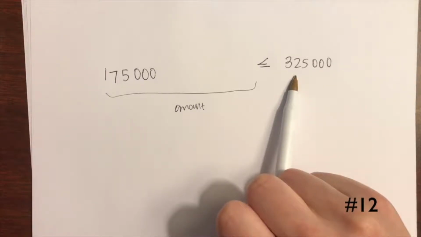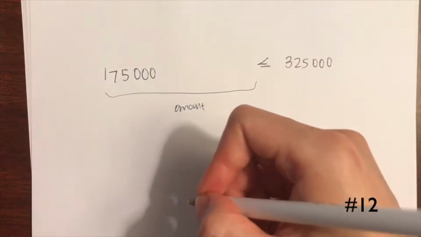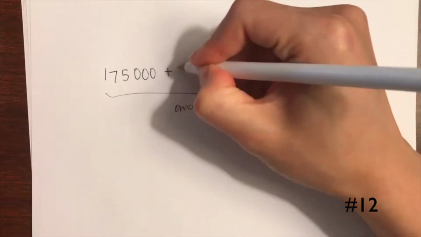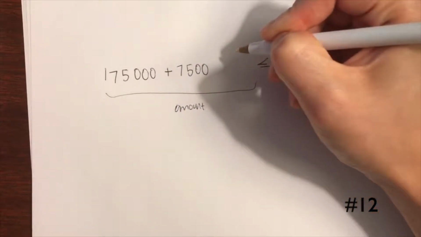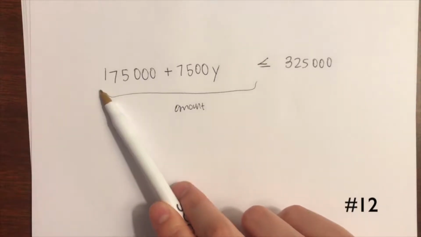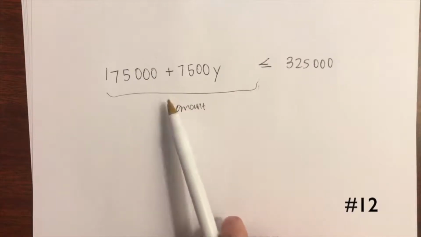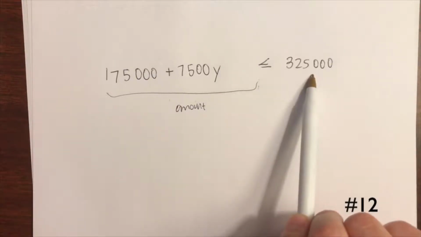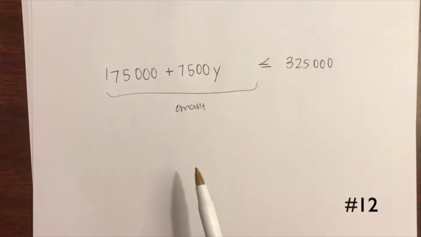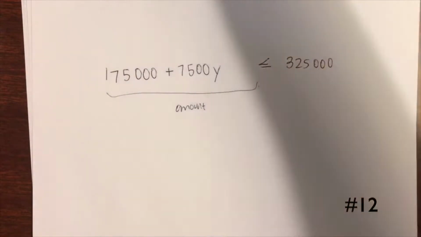But each year since 2000, the amount of trash in the landfill increased by 7,500 tons per year. And we know y is representing the number of years since 2000. So each year we want to add 7,500 tons and there are y years. Then the total amount in the landfill would be 175,000 plus 7,500y. And we know we want this total amount to be less than the capacity of the landfill. So the answer choice that matches this inequality would be D.